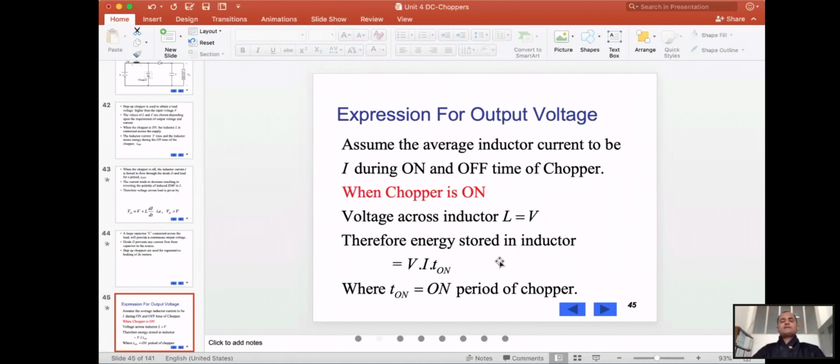So how much energy is stored in the inductor? How do we find the energy stored in the inductor? It is equal to V into I into T on, the period when the chopper is on. Here T on is the on period of the chopper.